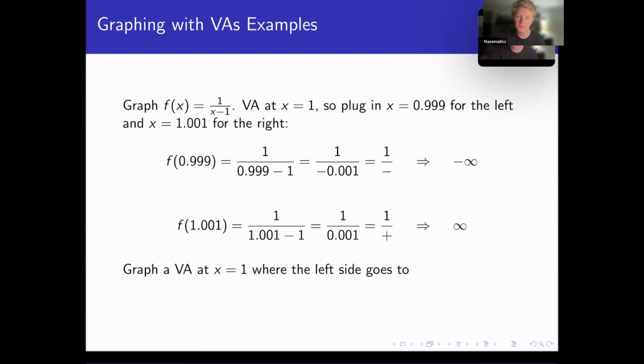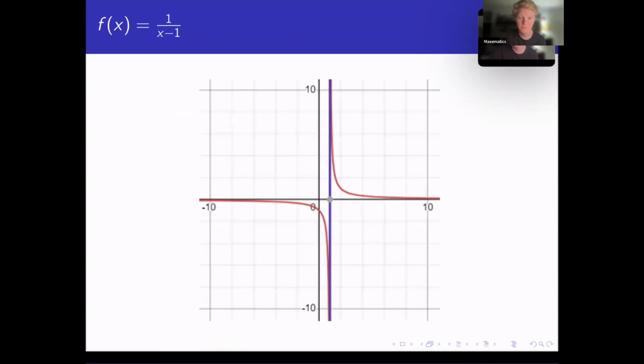So we're going to graph a vertical asymptote at x equals 1. Left side is going to go down. Right side is going to go up. Okay.